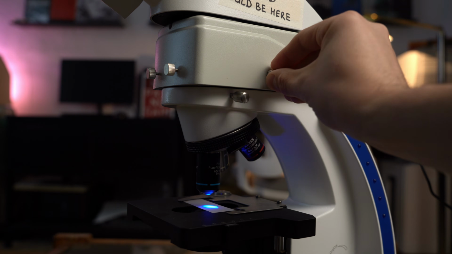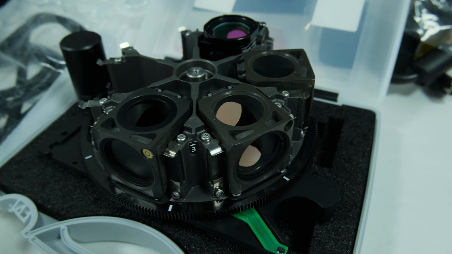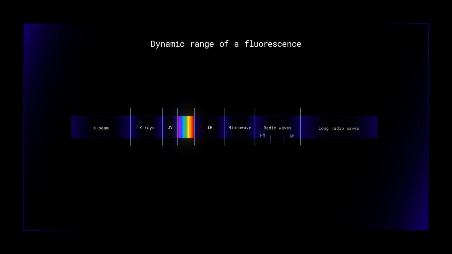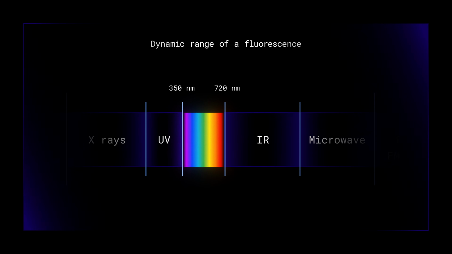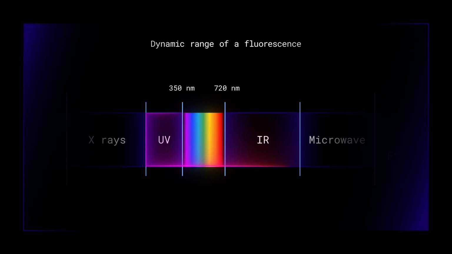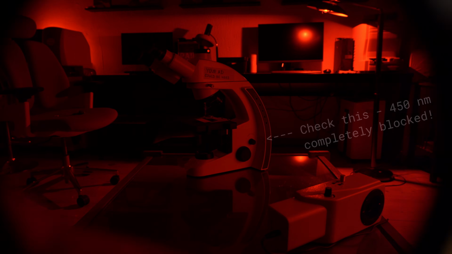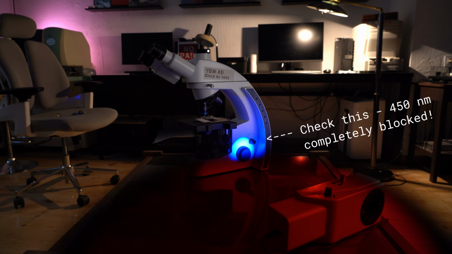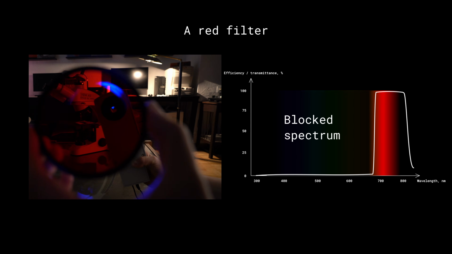Now let's talk about light and filters, the most exciting and important part. Visible light ranges from about 350 nanometers violet to 720 nanometers deep red. Fluorescence microscopy works in and around this range, including ultraviolet and infrared regions. Filters control which wavelengths pass through the system. This red filter only passes red light.